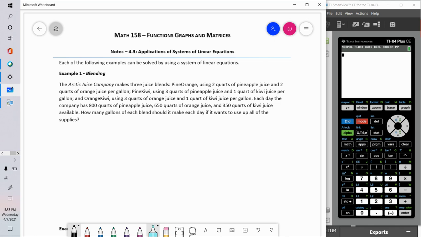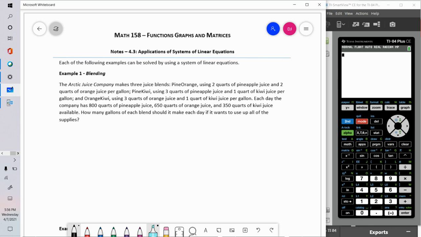Some people might choose to use the elimination method. But I'm pretty much going to try to reinforce using the graphing calculator and augmented matrices. So let's look at the first problem here. The Arctic Juice Company makes 3 juice blends. They make a pine orange blend using 2 quarts of pineapple juice, 2 quarts of orange juice.